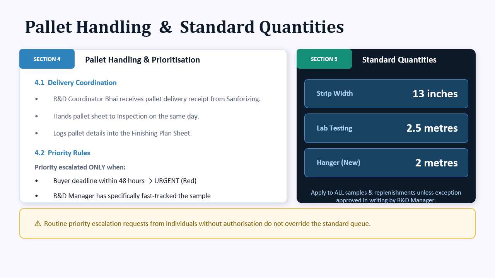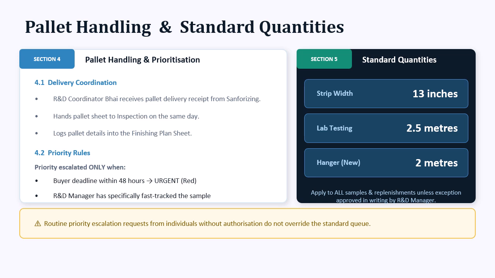Sections 4 and 5 together cover pallet handling and standard quantities. For pallet handling, when a pallet arrives from sand raising, R&D coordinator receives the pallet delivery receipt. He hands it to inspection the same day. Samples flow through as per pallet availability order by default.